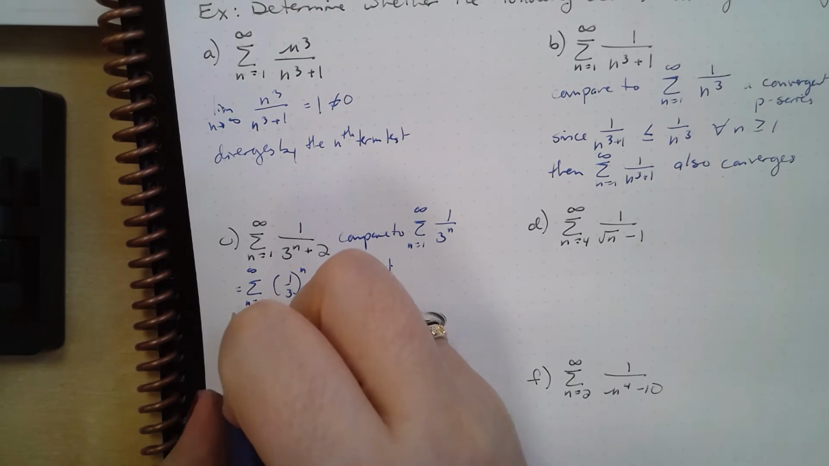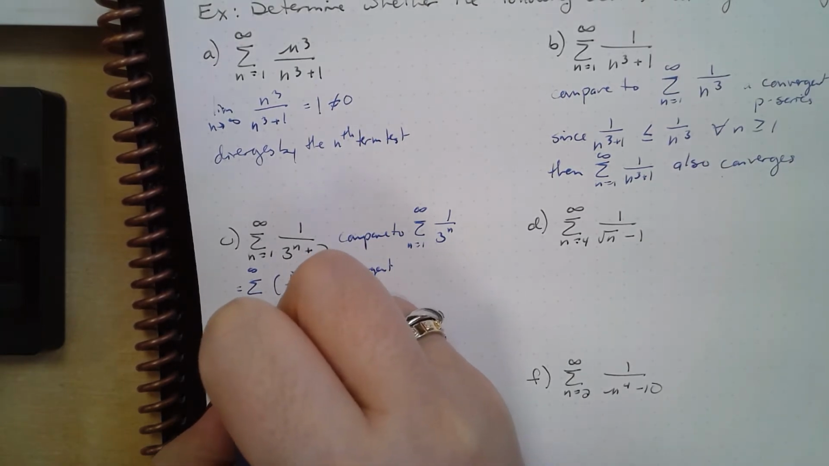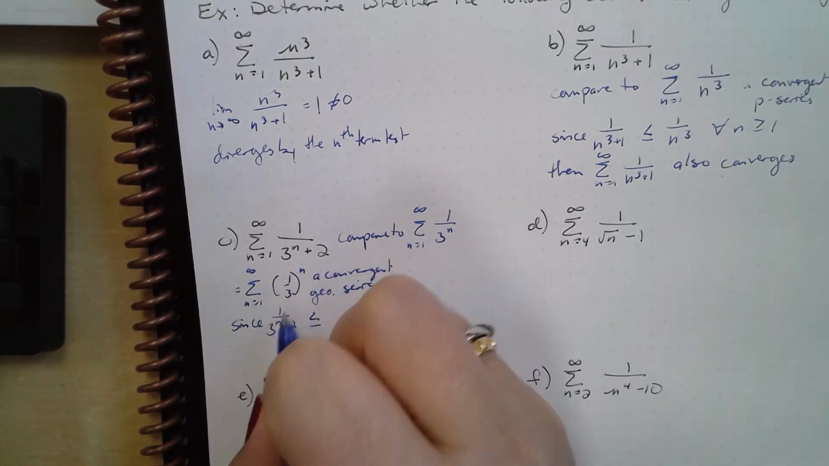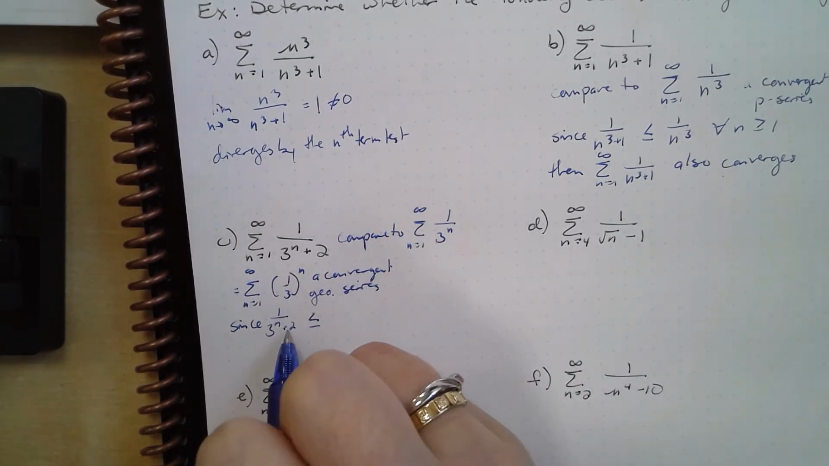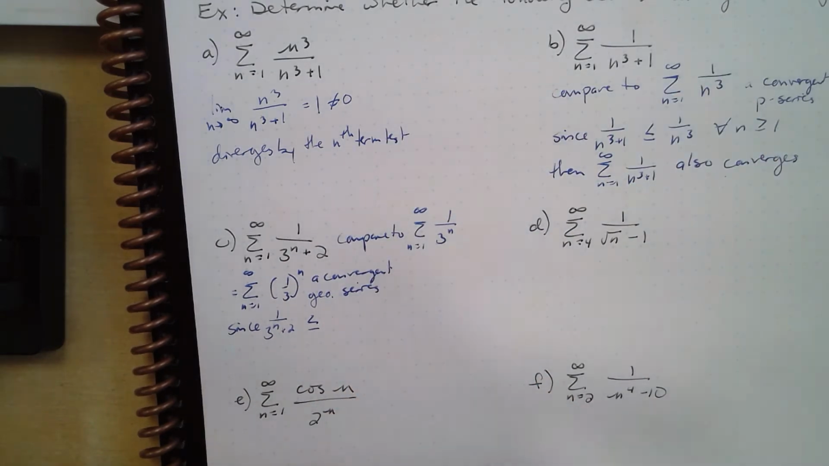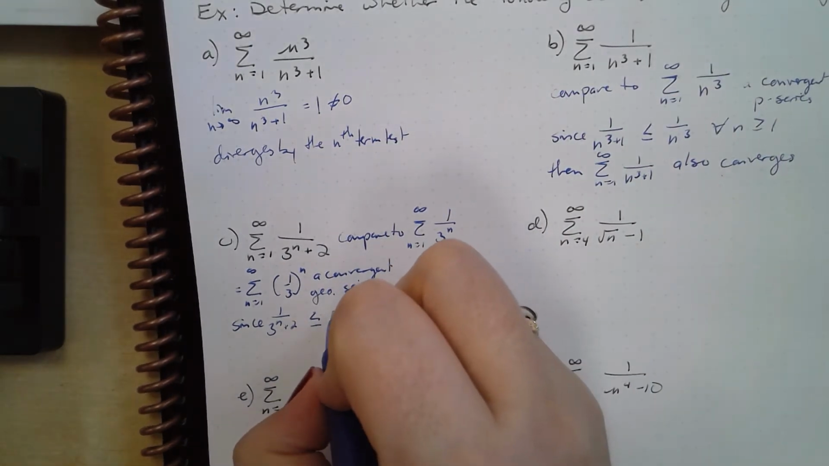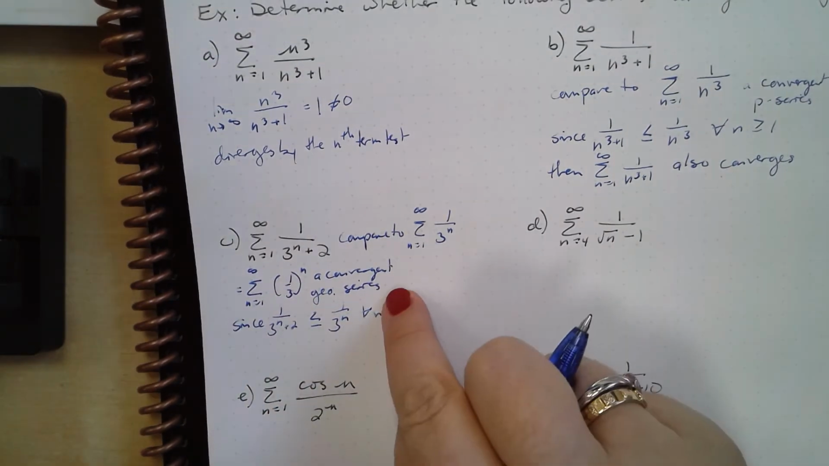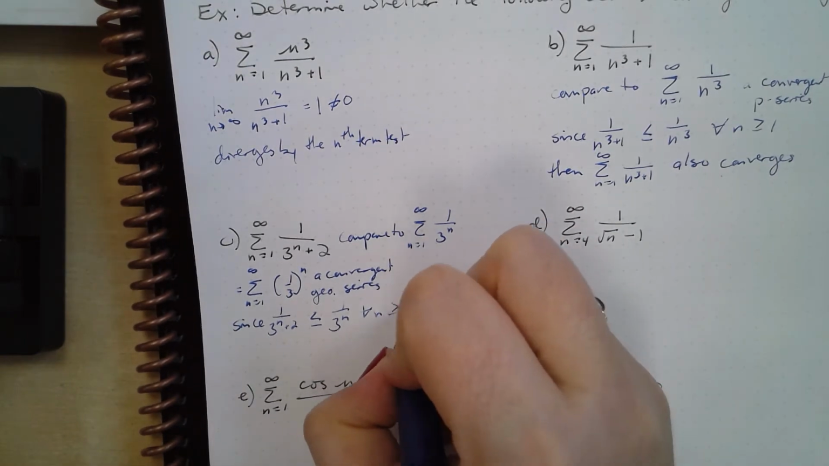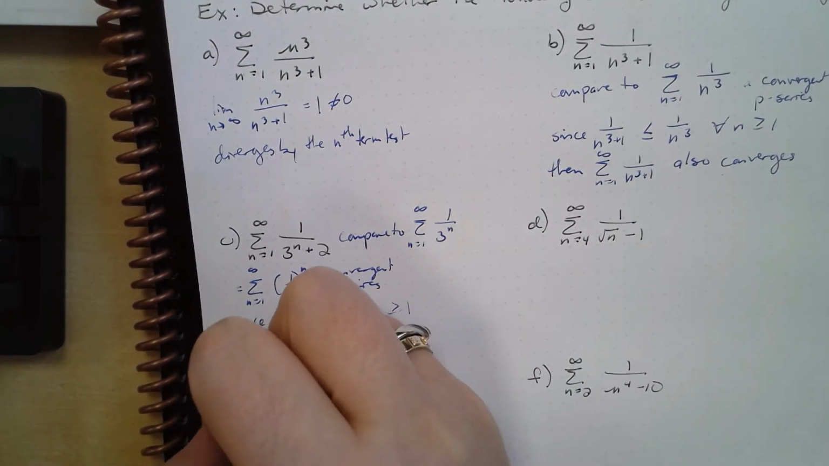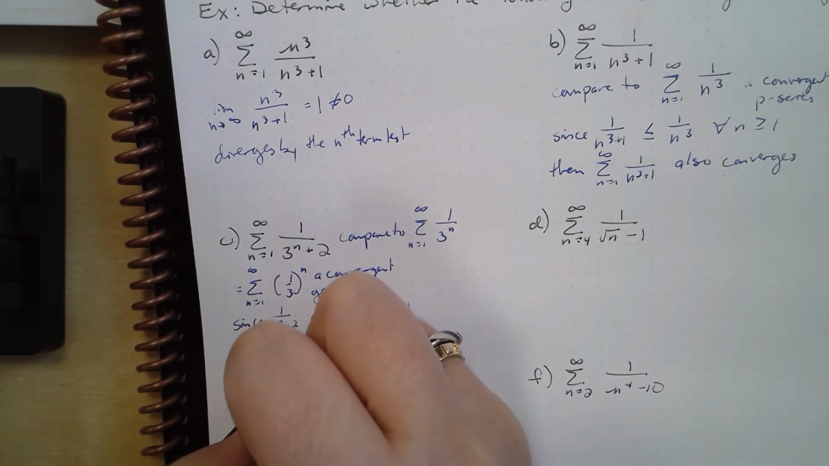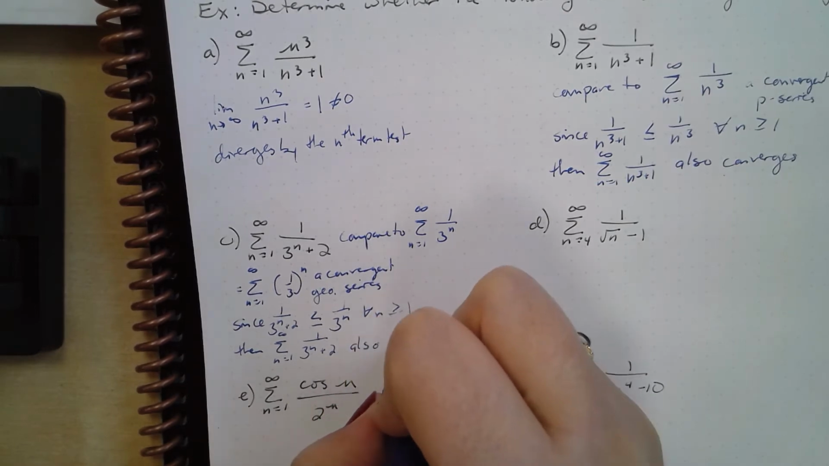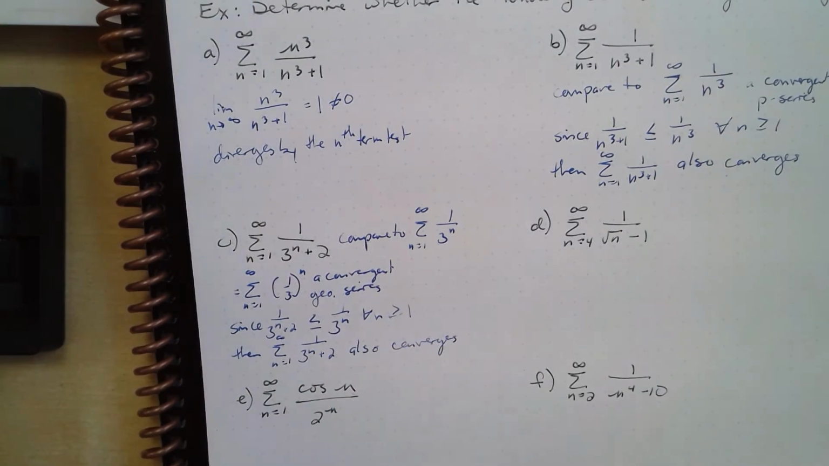And greater than 0. Since 1 over 3 to the n plus 2 is less than or equal to, well, it's actually going to be less than, because as you add more terms, that denominator is going to get bigger, and then it's a smaller number, less than or equal to 1 over 3 to the n for all n greater than or equal to 1. Then the sum of this original series also converges.